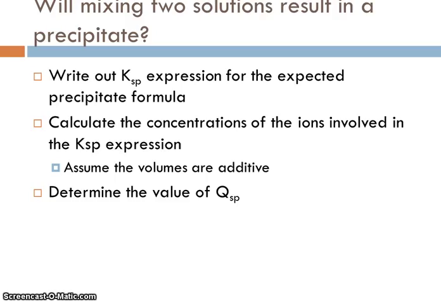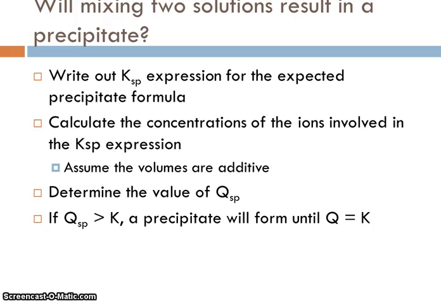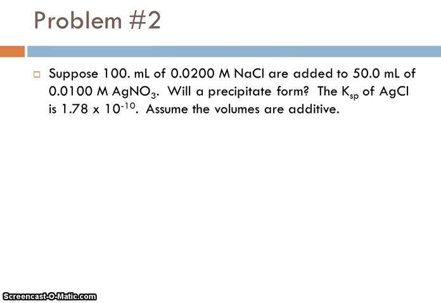All right, you can call it a Qsp, but it's really just the reaction quotient for this type of system. All right, if Q turns out to be greater than K, meaning you have too many products, too many ions in solution, it's going to shift left and a precipitate will form until those equalize and you reach equilibrium. If Q is less than K, you don't have enough ions in solution, you can shift to the right and that means no precipitate will form. And that's really something you need to be able to do. These problems are important.